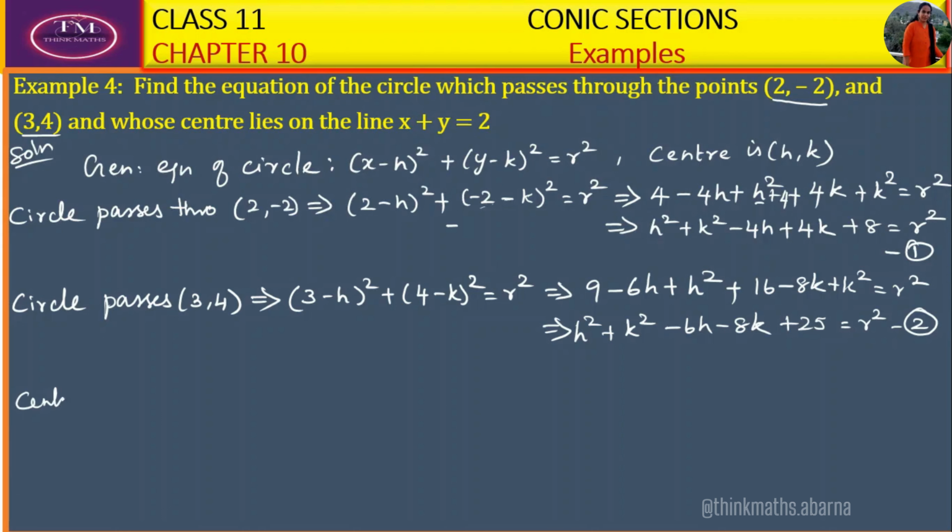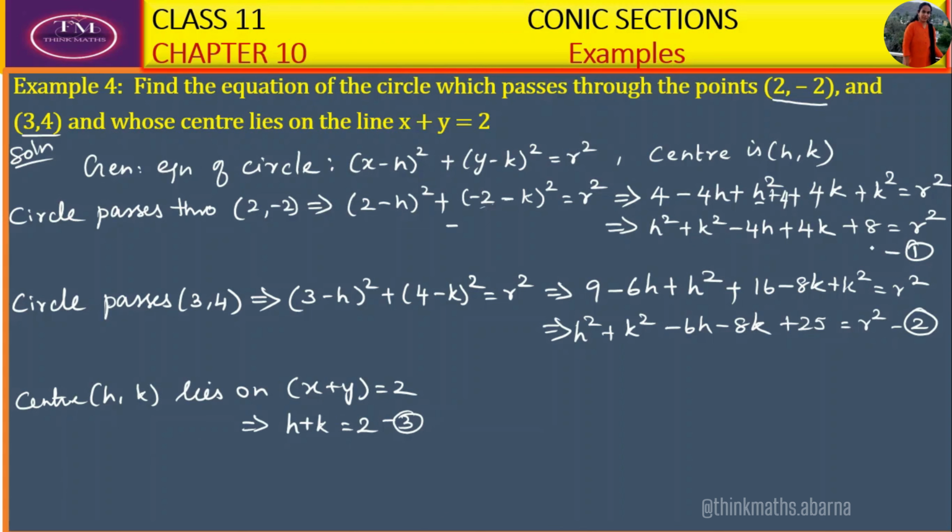So the center (h, k) lies on x plus y equal to 2. That means x is equal to h and y is equal to k. So this implies h plus k is equal to 2. So this is the third equation. Now we have to solve all these equations 1, 2 and 3 to get the values of h and k.